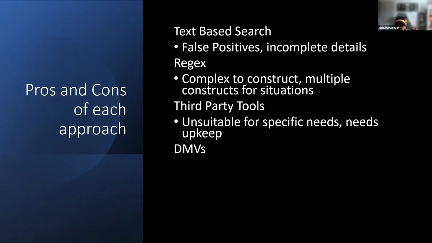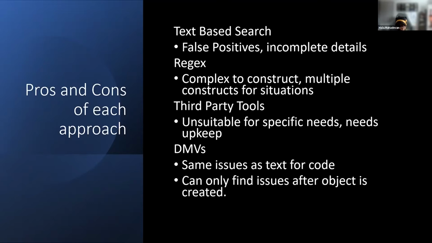What about DMVs? You can use DMVs to find a lot of these things if you want to. The problem is that, especially with the code search DMV, it functions the same way as your text-based search. And you can find other issues with objects and such. Let's say, for example, you want to find a setting that is missing in an index or something like that. You can use a DMV for that.